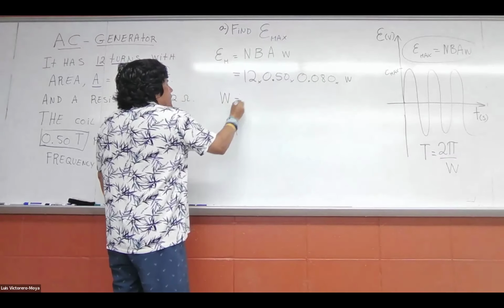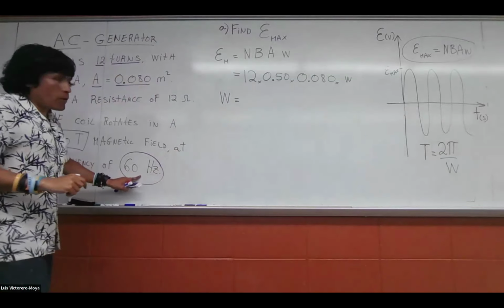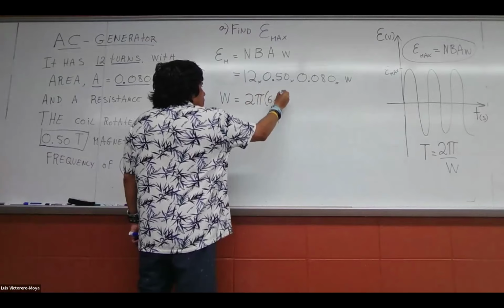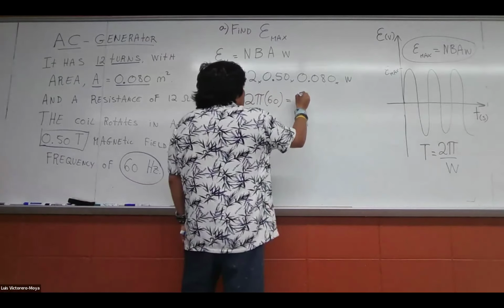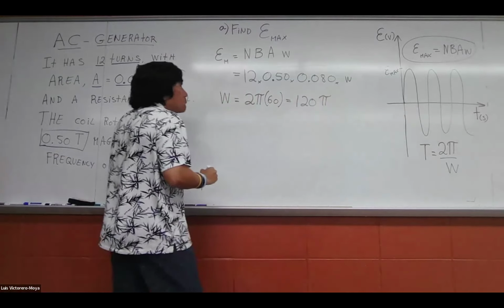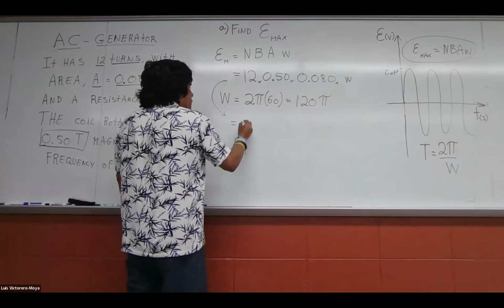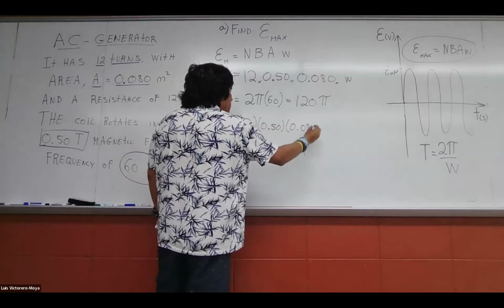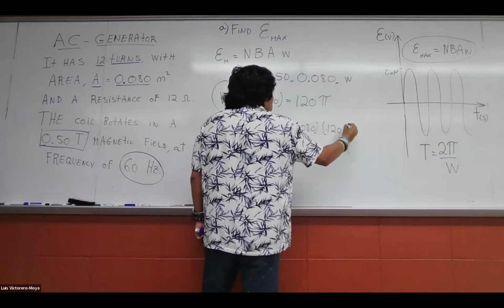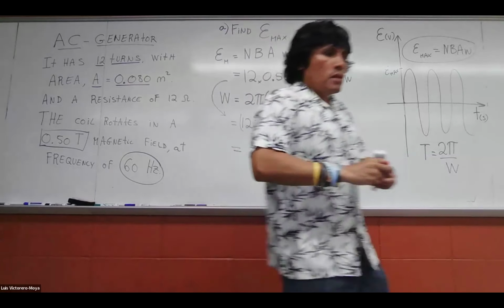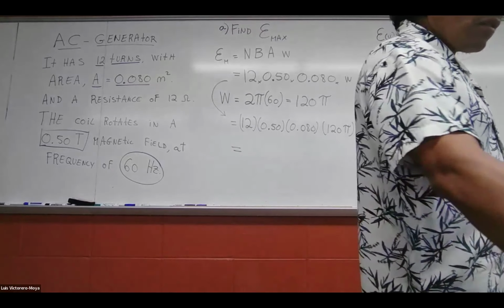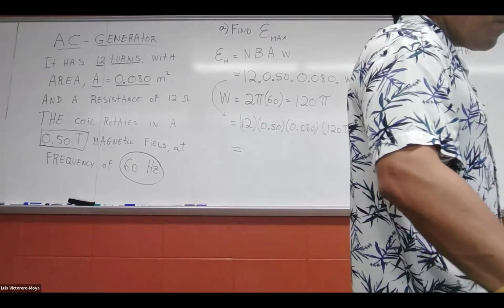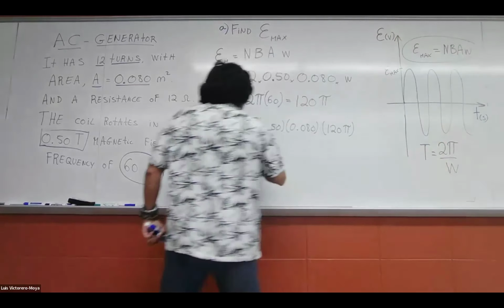So how do I find W? W is the angular frequency. My frequency is 60 hertz. So W, remember, is 2 pi times 60. Don't forget that, please. Okay? So it's 120 pi. Perfect. So the EMF is 12 times 0.50 times 0.080 times 120 pi. All right. So that's how you find the maximum EMF, 181 volts.